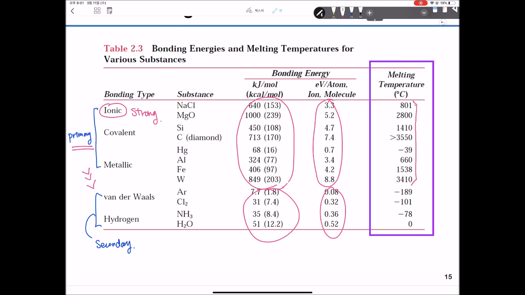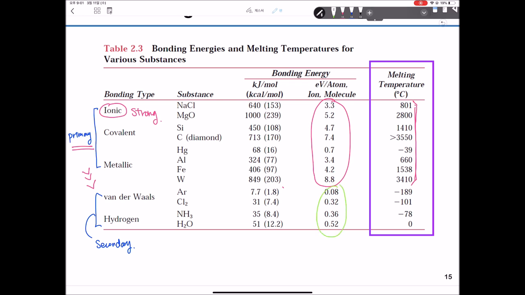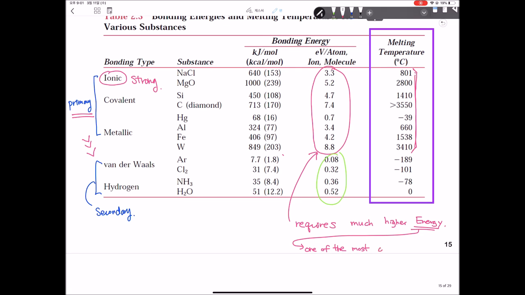The material with the primary bonding has a much higher melting temperature, which means the primary bonding, which has much higher bonding energy compared to the secondary bonding, requires much higher energy. And one of the most common forms of energy is, okay, let me write it down, one of the most common forms of energy is heat, right?